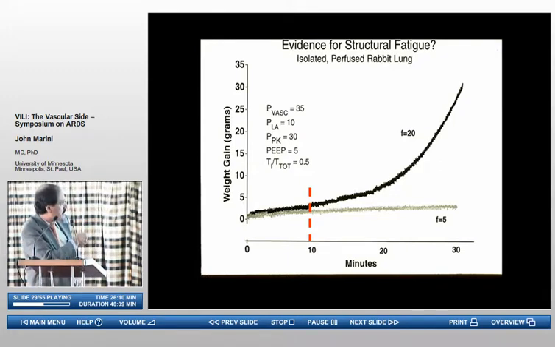As we look at the weight of these suspended lungs that Hotchkiss and Brocard and I worked with, our vascular pressure was 35, left atrial or outflow pressure was 10, peak of 30, PEEP of 5, inspiratory to expiratory time ratio of 0.5. For the first almost 10 minutes, there's no change. And then suddenly, at about 10 or 11 minutes, you begin to get on a tearaway exponential function of weight gain. What causes this? It's definitely flooding of the lung, but it's almost as if something finally gave way.